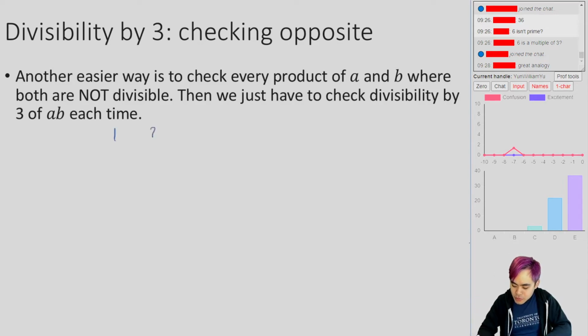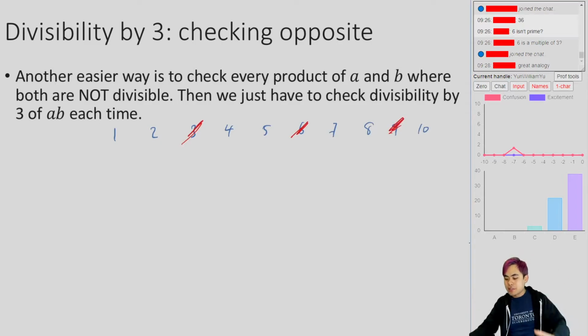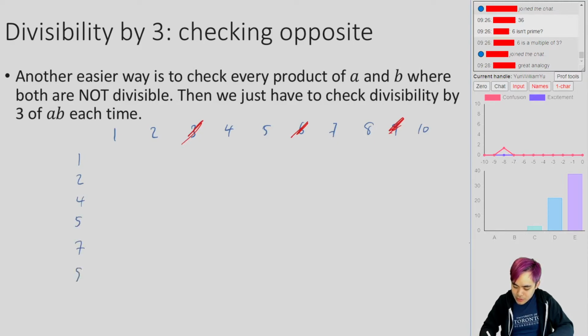Anyway, so we have 1, 2, 3, 4, 5, 6, 7, 8, 9, 10. Those are our numbers, but let's ignore 3, 6, and 9, since we don't want to check things that are divisible by 3. We just want a times table of all the other numbers. So let's see, 1, 2, 4, 5, 7, 8, and 10. Okay, so we can write up this times table. And so what do we get? We get 1, 2, 4, 5, 7, 8, 10.